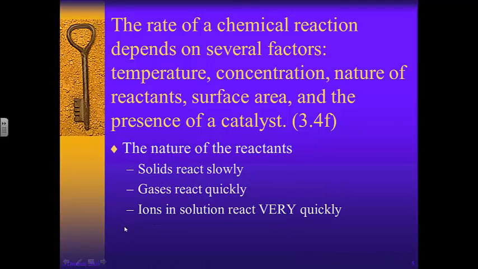The nature of the reactants: an ionic compound versus a covalent compound. Ionic compounds react much faster because there are fewer bonds which require less energy, as opposed to a covalent compound that has multiple bonds and requires more energy. Solids react more slowly and gases react more quickly because gases have more entropy, or randomness, and are spread out further. Ionic solutions react more quickly than ionic solids because in an ionic solution, for example NaCl, the bonds are already broken, and you have Na ions and Cl ions.